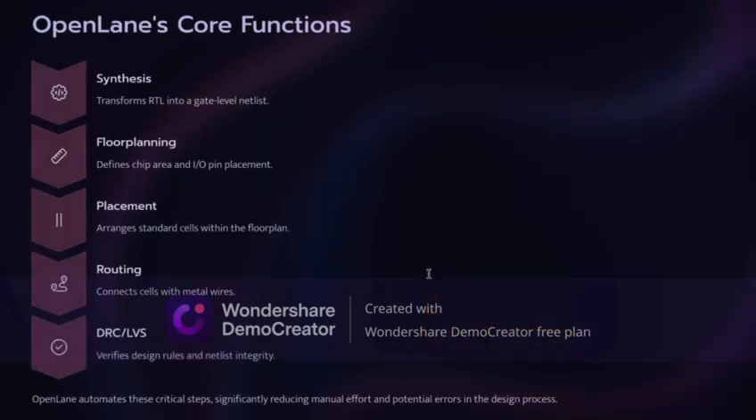Then we're discussing the OpenLane core functions. Synthesis transforms RTL into a gate-level netlist. Then comes floor planning, which defines chip area and I/O pin placement. Then comes placement, which aligns the standard cells within the floor plan. Now routing connects the cells with metal wires. And then DRC and LVS design tools verify design rules and netlist integrity.